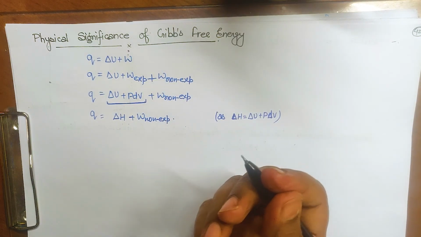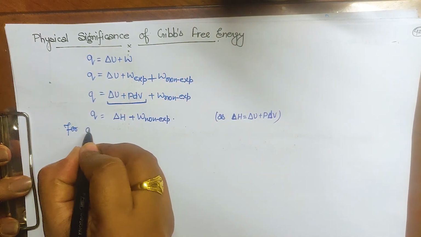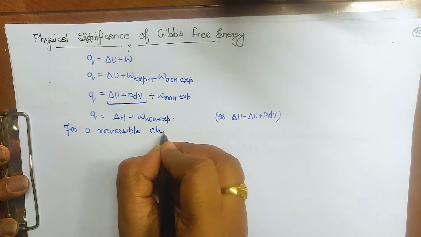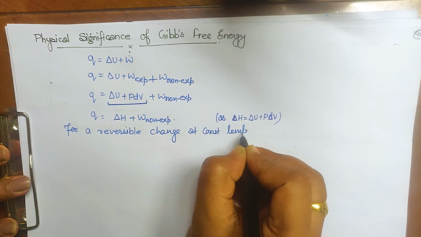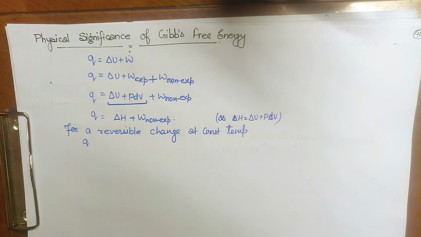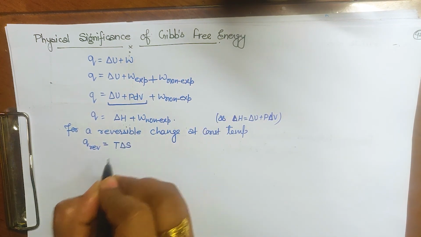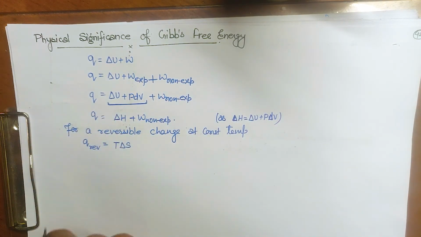Now delta S. Whenever we have studied entropy, we know that for a reversible change at constant pressure, at constant temperature, Q reversible is equal to T delta S. Or we can write delta S is equal to Q reversible upon T, so that I can write Q reversible is equal to T delta S. Can I put this Q reversible here in this formula?